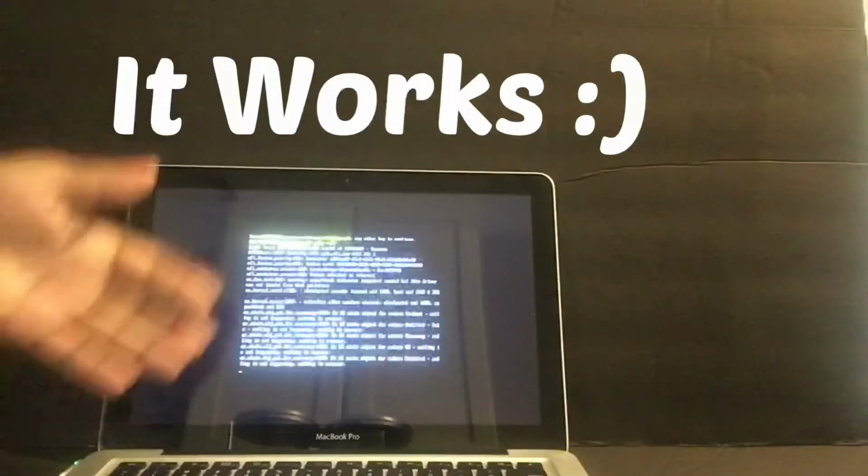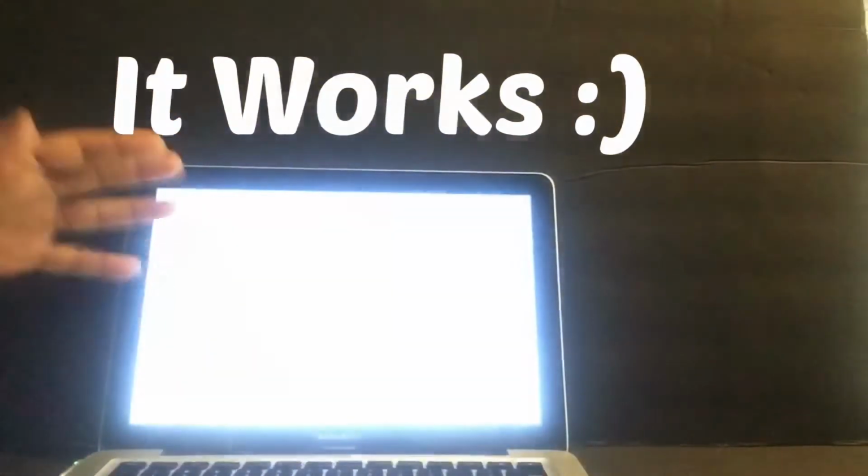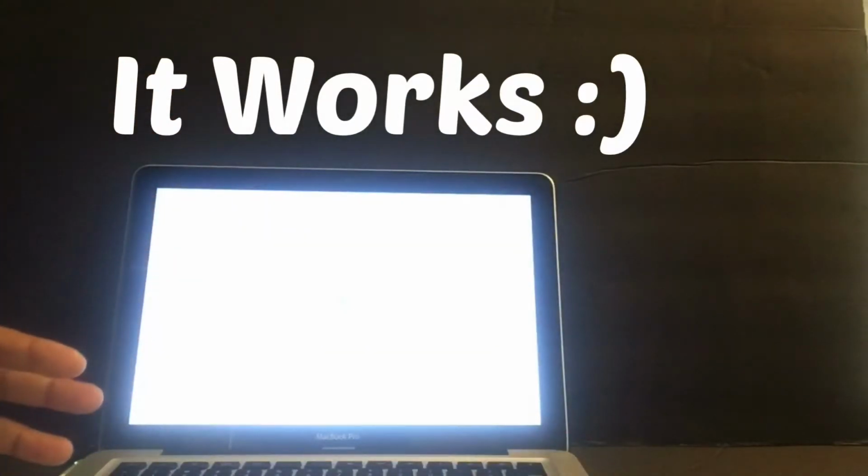But don't worry about these lines of code here. It's just because this particular unit has a cracked version of macOS Catalina, so don't worry about that. Your computer is not going to look like that.